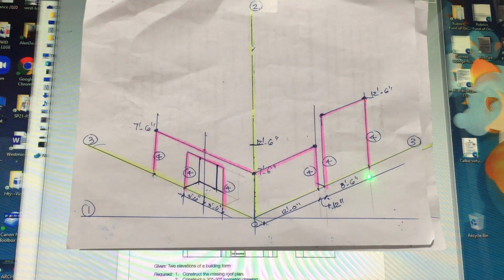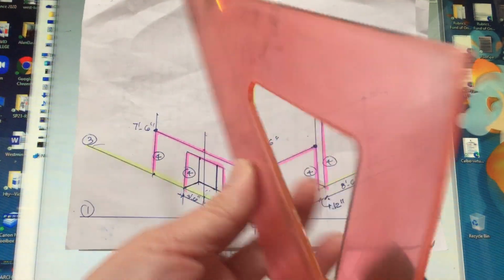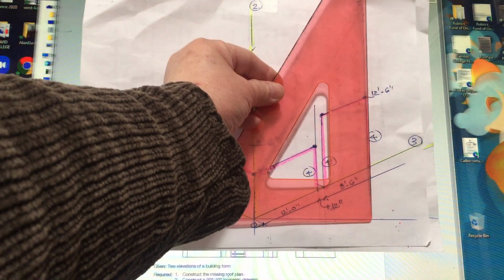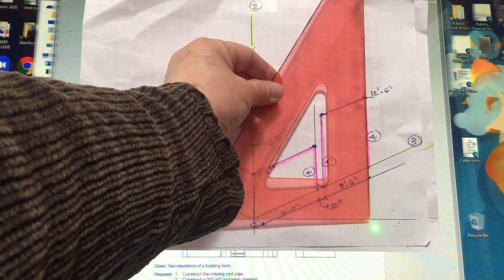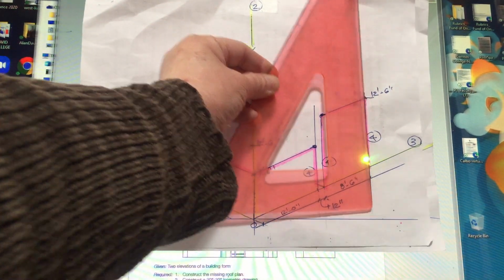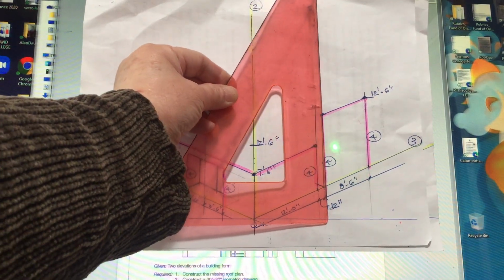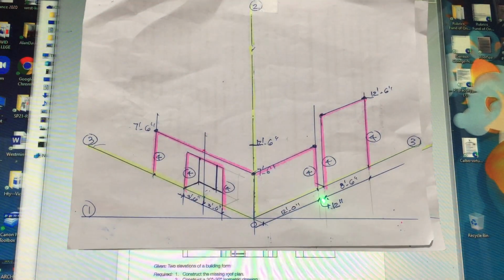And I drop down perpendicular. That means I use this one to do like this, perpendicular with the horizontal line. Draw the line. The distance, 8 feet 6, draw the line. And the gap, draw the line.